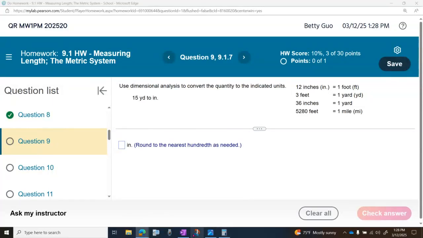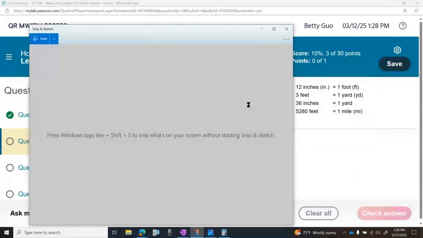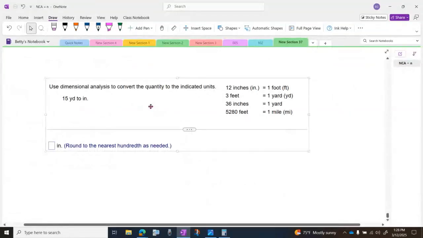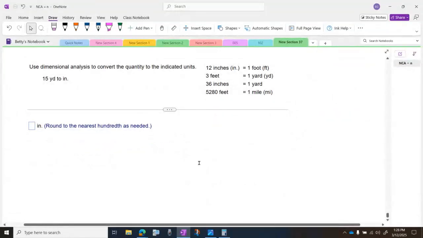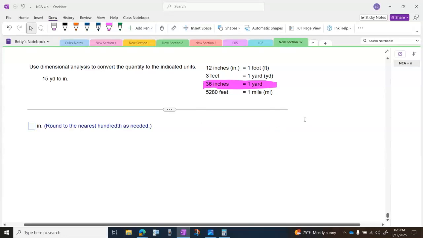Let's see this problem. As a beginner, we're going to do some scratch work on a note. This problem is between yard and inch. Look at the formulas that are given here. Do we have a formula that directly relates yard and inch? This is inch and foot, this is foot and yard, inch and, oh yeah, we do, yard and inch. Sometimes we get lucky. Yard and inch is right here.